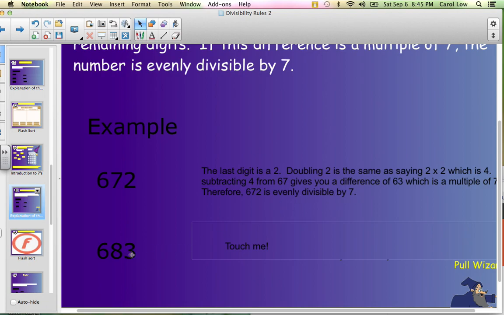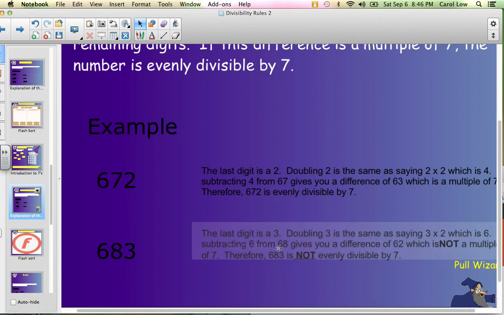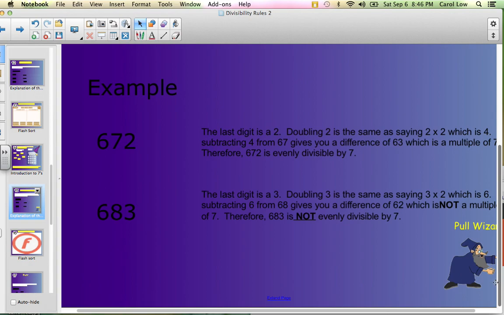This one, 3 plus 3 is 6. 68 minus 6 is 62. That's not divisible by 7. Let's see what it says. Not divisible by 7. Okay.